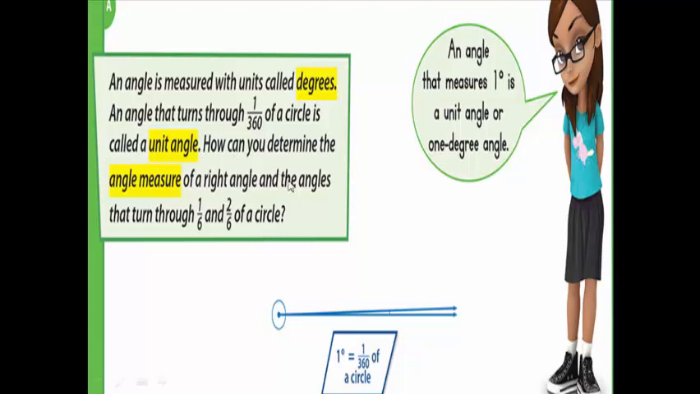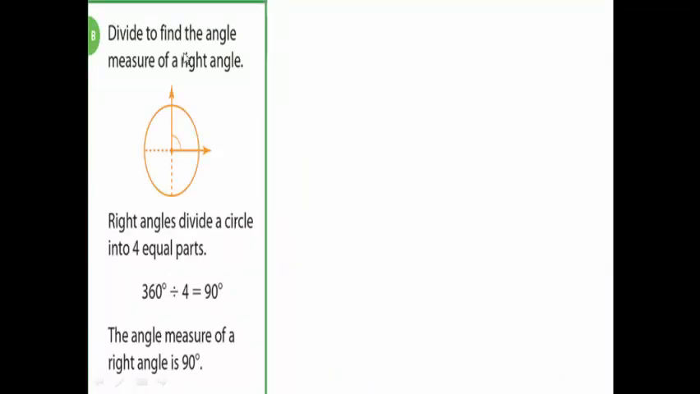Now, the question is asking you about the right angle, how to measure or determine the right angle. An angle represents only 1 out of 6 of a circle, and another angle 2 out of 6 of a circle. Look here. If you divide this circle into 4 parts, you will find 4 right angles.